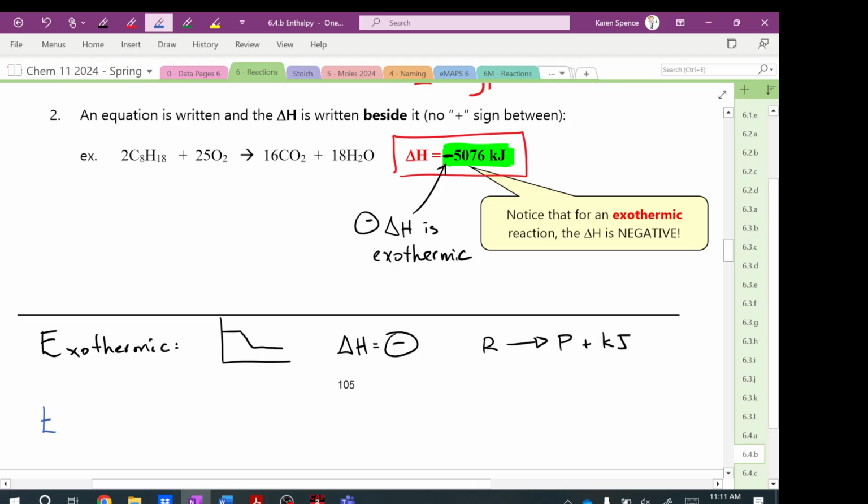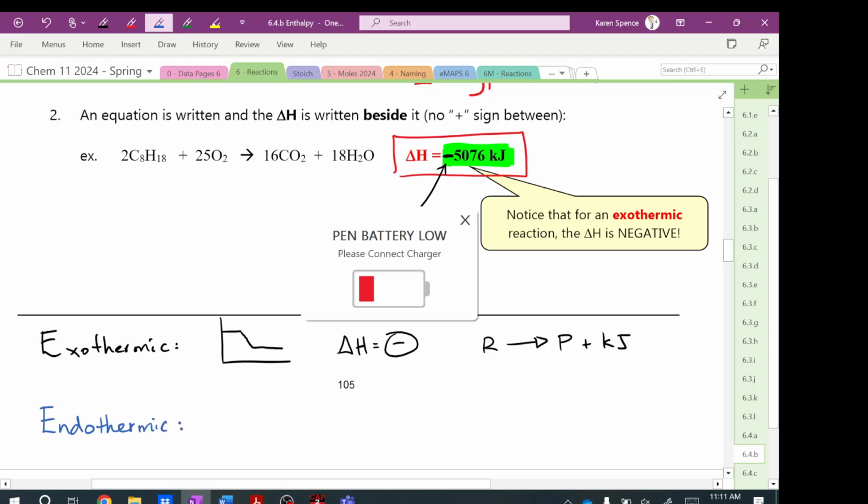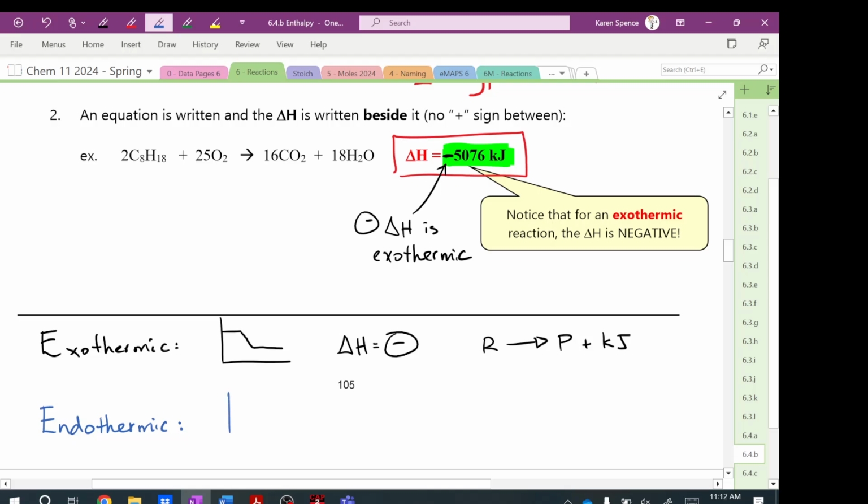Could you guess about endothermic, what the difference would be? If we were to do endothermic, what would the graph look like? It'd be going up. The change in enthalpy would be positive. And when we write our chemical reaction, we would have reactants plus energy, or kilojoules, goes to products. So that's a little summary of each of them, okay?